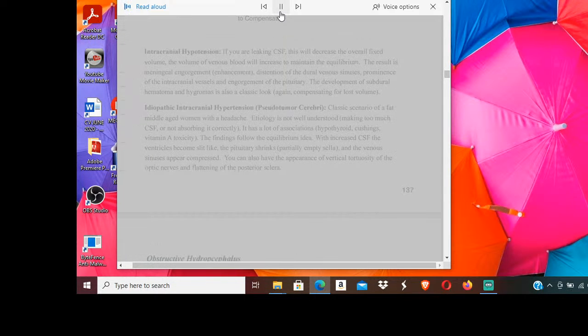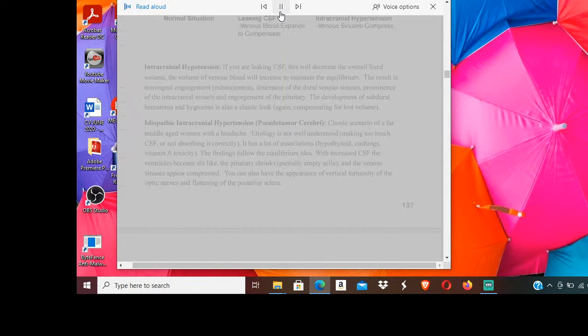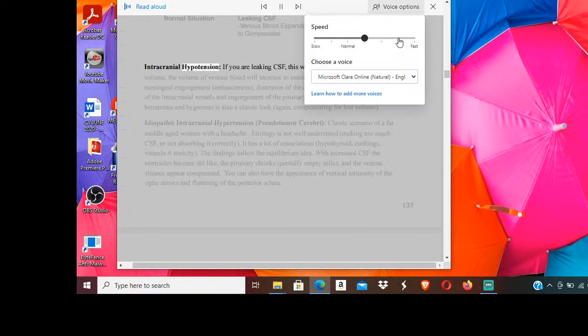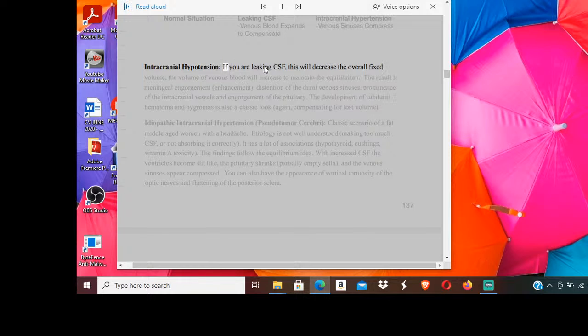To compensate. Intracranial hypertension, venous sinuses compress. Intracranial hypotension. If you are leaking CSF, this will decrease the overall fixed volume. The volume of venous blood will increase to maintain the equilibrium. The result is meningeal engorgement, enhancement, distension of the dural venous sinuses, prominence of the intracranial vessels, and engorgement of the pituitary. The development of subdural hematoma and hygromas is also a classic look, again, compensating for lost volume.